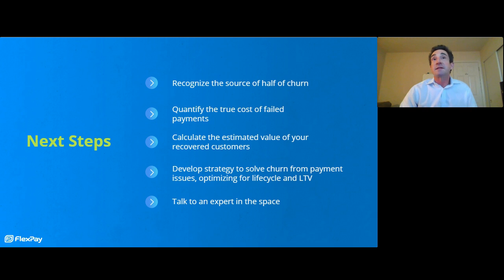So what we really ask you to do as a next step is recognize, be honest and recognize that almost half of your churn is being caused by payment issues, and measure what the true cost to your business actually is. And once you do that and calculate the estimated value, that really leads into a properly prioritized strategy to solve the churn and to reduce the failed payment rates. And lastly, of course, you can speak with experts in the space like FlexPay that can help you understand your metrics and talk to you about a solution that will help you solve this problem.